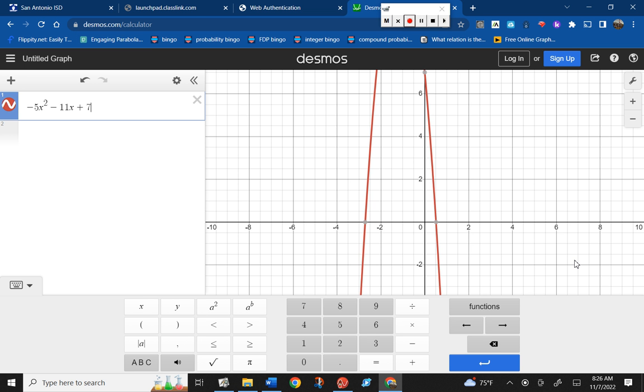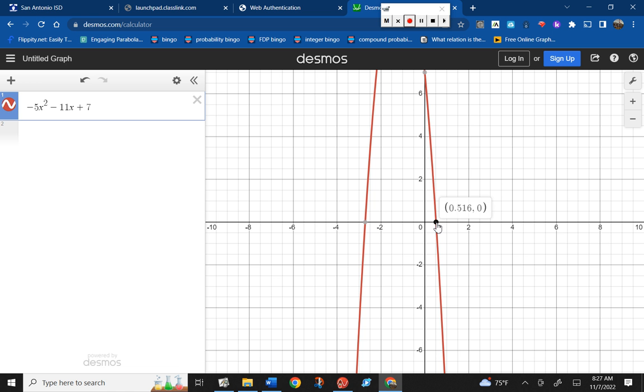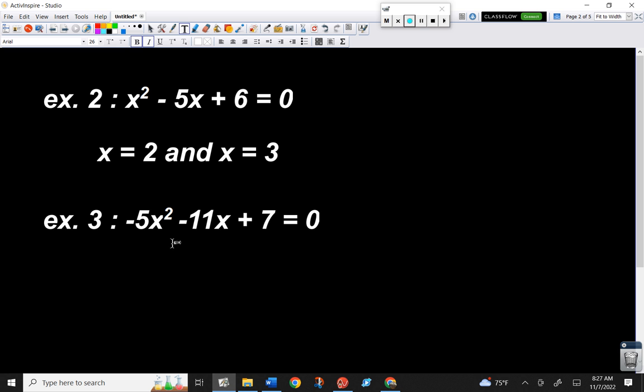There we are. Okay. Now, the cool thing about Desmos is if you go over to this dot, it actually gives you the solution. So you get negative 2.716 and this one gives you 0.516.